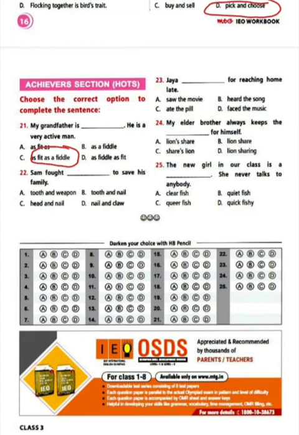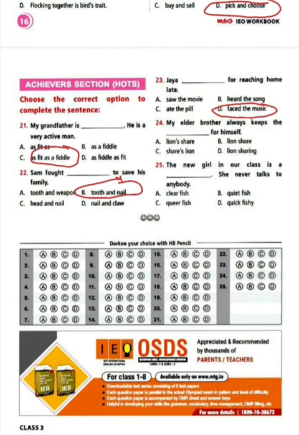Number 22, Sam fought tooth and nail. These are the phrases to save his family. Next, number 23, Jaya faced the music for reaching home late. Means face the music means she had to listen to a lot of things, like listen to scoldings from her parents when she reached home late. So face the music means you have to face the consequences when you do something wrong.